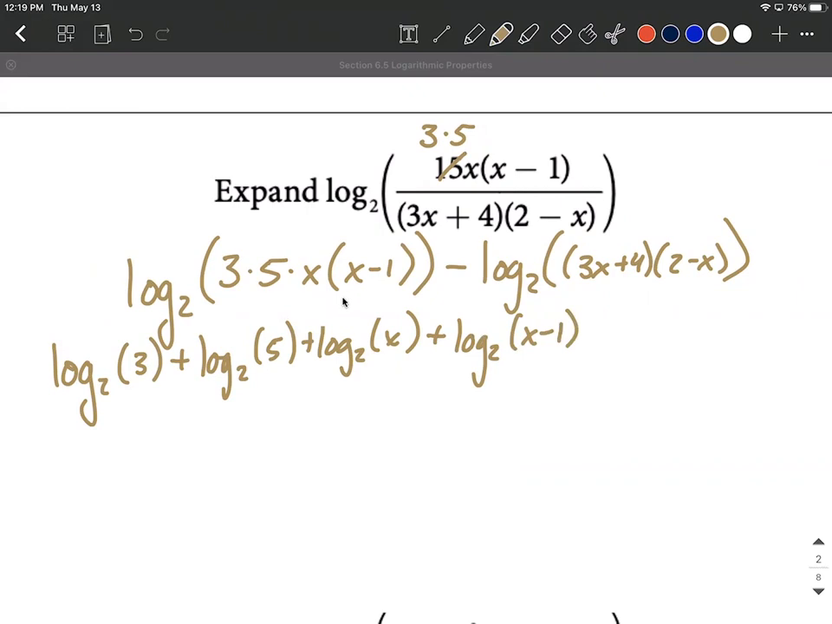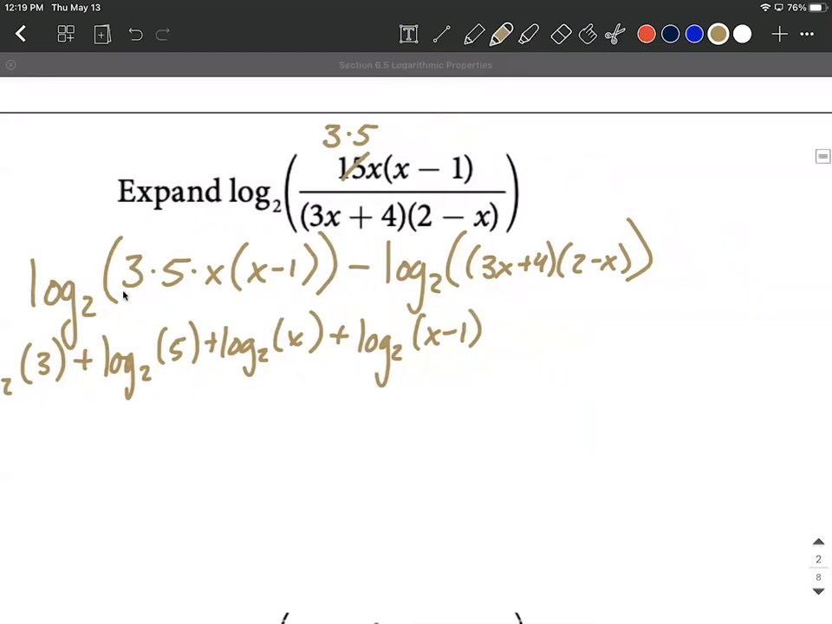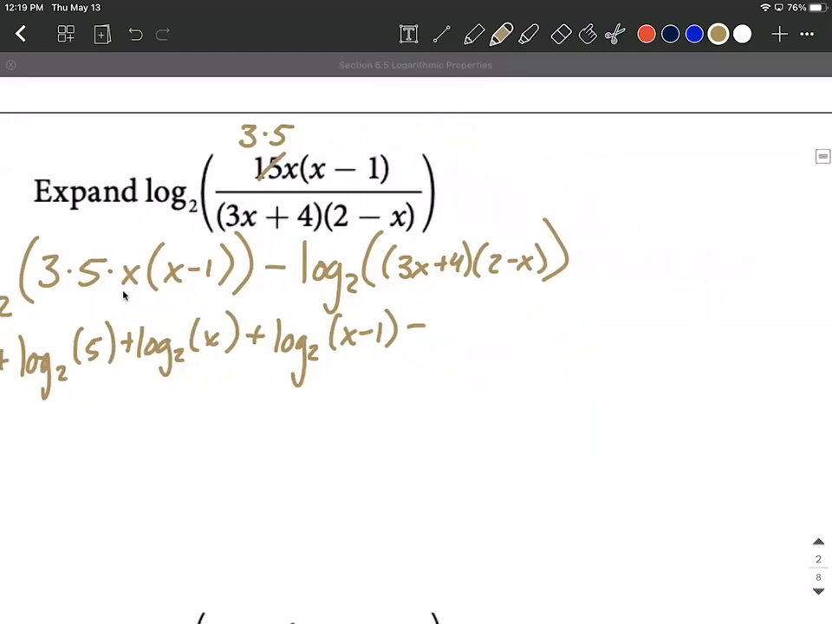Okay, each one of these gets its own logarithm. They're all positive because it was positive out in front here. Minus, I'm going to put a big set of brackets going on here. I want to replace log base 2 of these two things multiplied together with something equivalent. So these are being multiplied together, so each one of them is going to get their own logarithms.